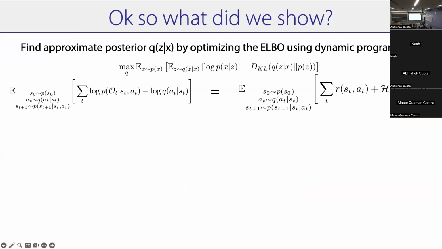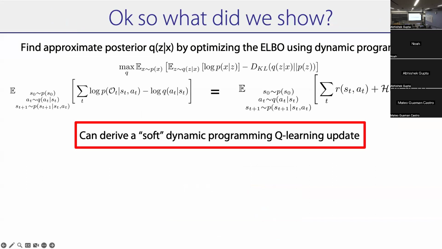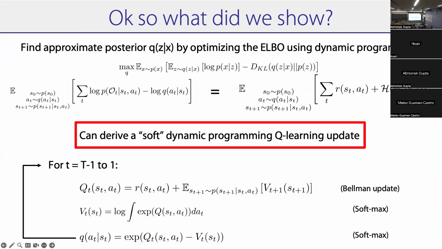Okay, so what do we do here? We started from the posterior inference query that we converted into the evidence lower bound. We said we're going to do dynamic programming. Dynamic programming gives us essentially the soft Bellman update for soft Q learning, which is the Bellman update, soft max, soft max. That's it. Okay, any questions?